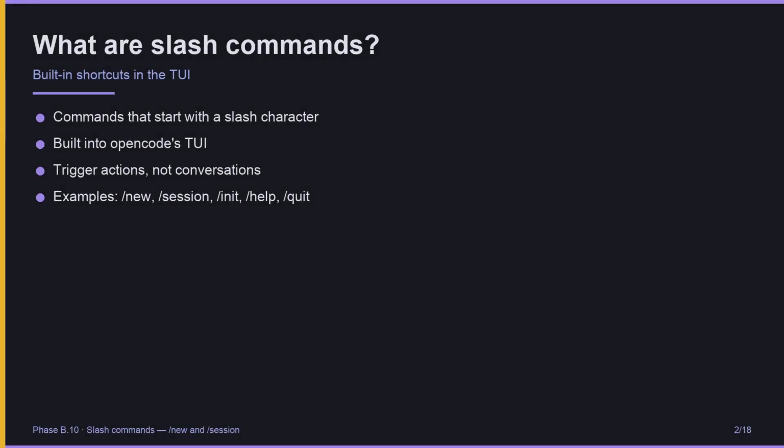What are commands? They are built-in shortcuts in OpenCode's TUI. Commands that start with a slash character, /new, /session, /init, /help, /quit. They trigger actions, not conversations. You type them when you want to do something to the session itself, rather than ask the model a question.